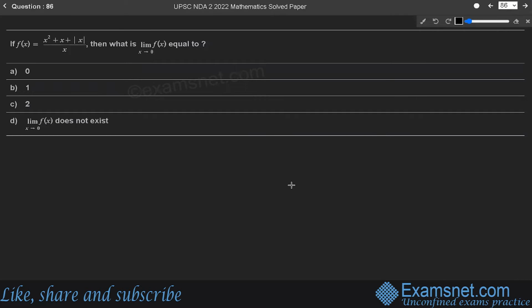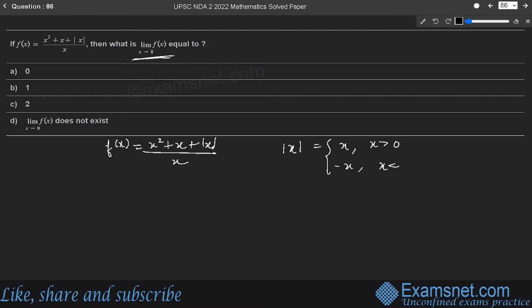Next question is f of x is equal to x square plus x plus mod of x upon x. Then what is limit x tends to 0 f of x equal to? We know that modulus x is equal to x when x is greater than 0, and modulus x is equal to minus x when x is less than 0. Also we know that f of x will be x plus 2 if x is greater than 0, f of x will be x if x is less than 0, and for x equal to 0, the value will be not determined.